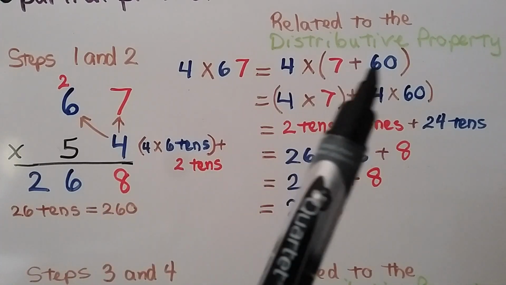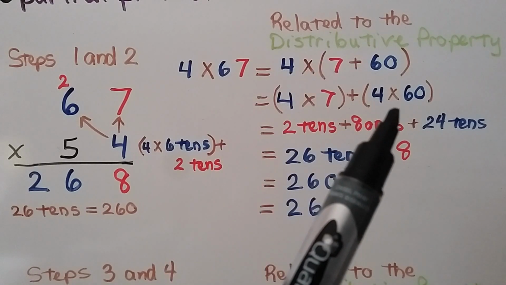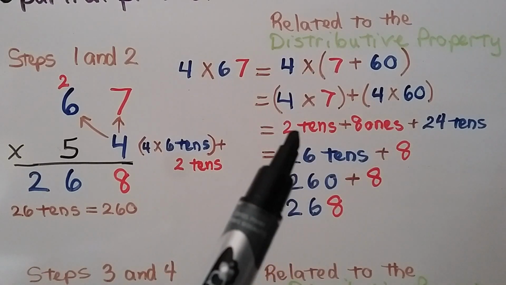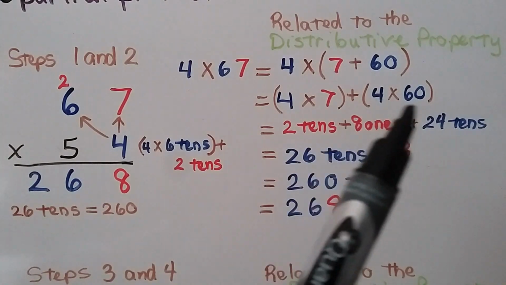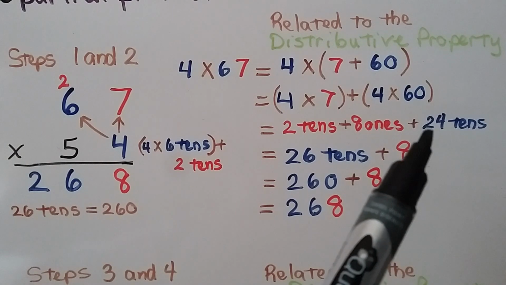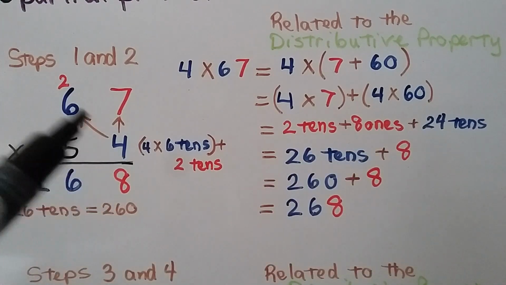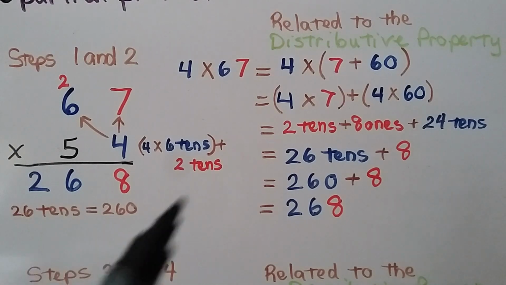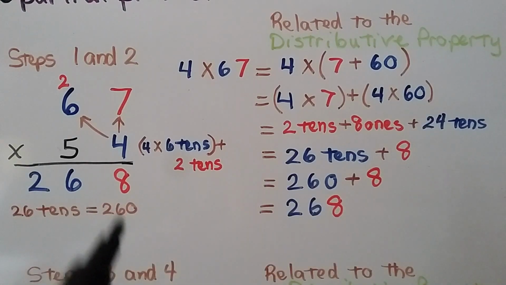We can add in any order, can't we? So that's 4 times 7 plus 4 times 60. 4 times 7 is 2 tens and 8 ones. 4 times 60 is 24 tens. We add the 24 tens to the 2 tens. That's what happened here. We had 24 tens and we added the 2 tens. That gave us 26 tens and the 8 ones. Now let's try doing steps 3 and 4 to finish.